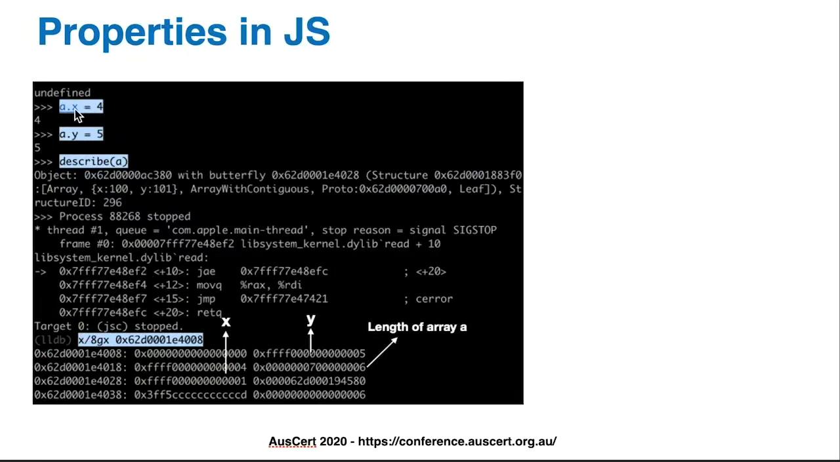So you can define an object A, and you can assign some named properties to it. And when you go to the butterfly address, which is 4028, so if you go to the 4028, you will see just on the left of it, it's the public and the vector length, and then to the left of that is the first property, which is 4, and to the right of that is 5. Now, to the right of the butterfly is the elements which were stored previously.